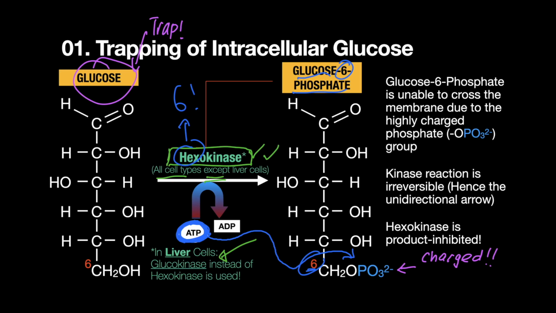Now, the production of glucose 6-phosphate will inhibit hexokinase. So this sign right here means that glucose 6-phosphate inhibits hexokinase. This means that this prevents more glucose from being converted to glucose 6-phosphate.